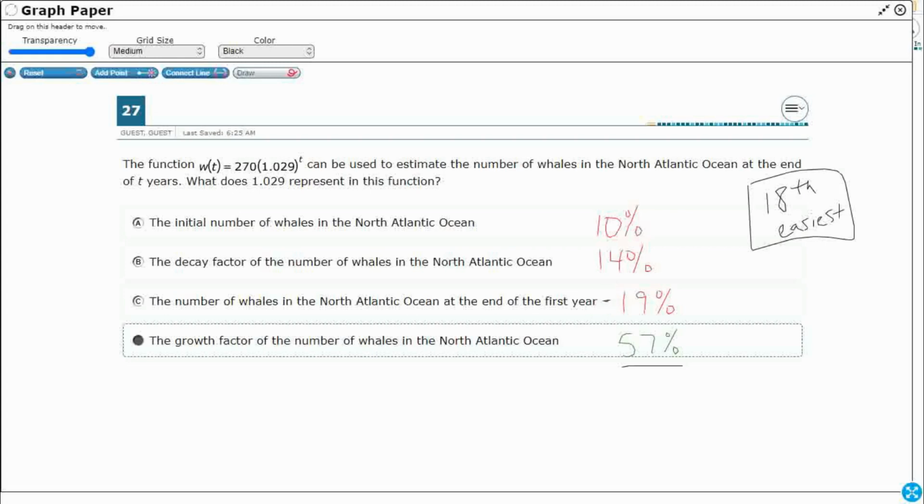Almost 1 out of every 5 students thought that 1.029 represents the number of whales in the Atlantic Ocean at the end of the first year. Not sure why this would be the most chosen incorrect answer. That doesn't make much sense. The initial number of whales, that's your 270, right? This decay factor, like we said, if it was less than 1, it would be a decay factor rather than a growth factor. Not sure where this one's coming from. So this one just says we need to go back and double check that our students are familiar with y equals a times b to the x power, and what each of these terms mean.